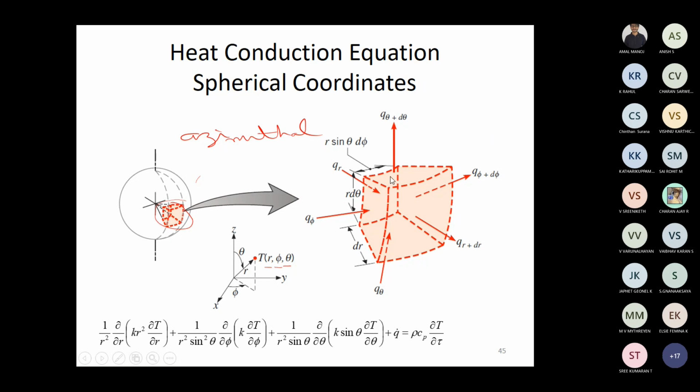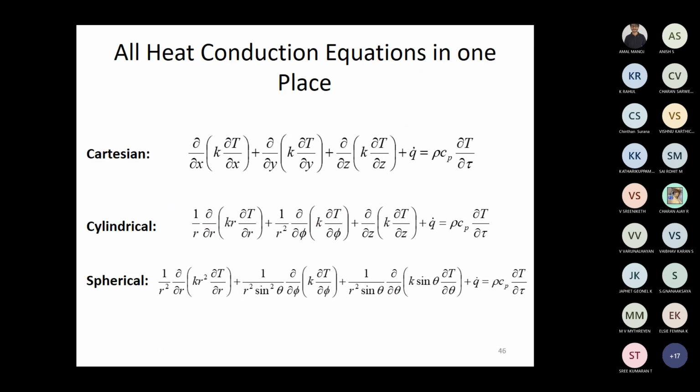So if you rewrite the energy balance equation with the Fourier law of heat conduction and expand it and simplify, later on you will have this. You can see this now. This is the heat conducted in the radial direction, heat conducted in the tangential direction, heat conducted in the azimuthal direction, heat generated, and the heat stored. So this is how you have these three equations. In the next slide, I have summarized all these three.